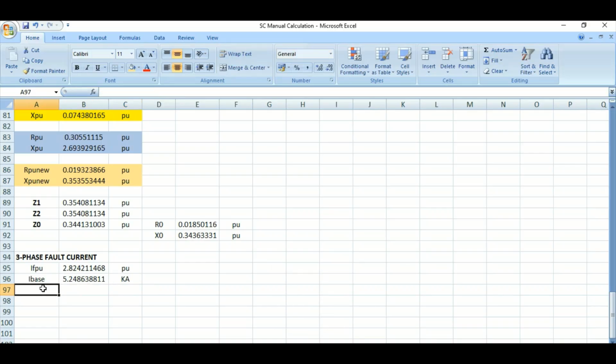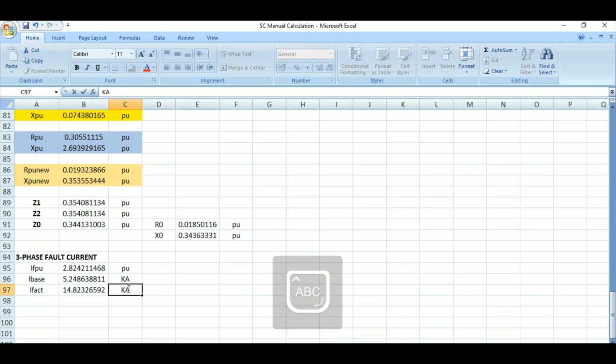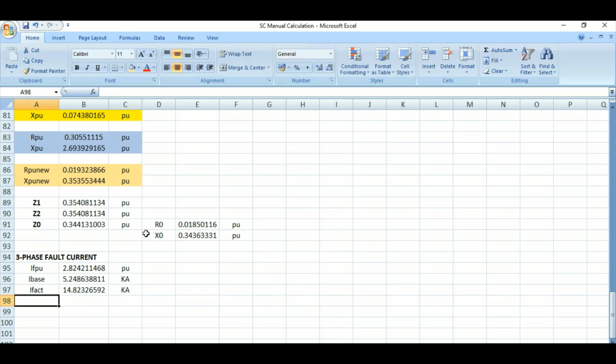So what is the actual current? 5.24 is the base current and 2.824 is the per unit current. So what is the fault current? I_F actual equals this per unit value multiplied by the base current. This is 14.82. This is in kiloamps, right? This is in kiloamps, 14.82.